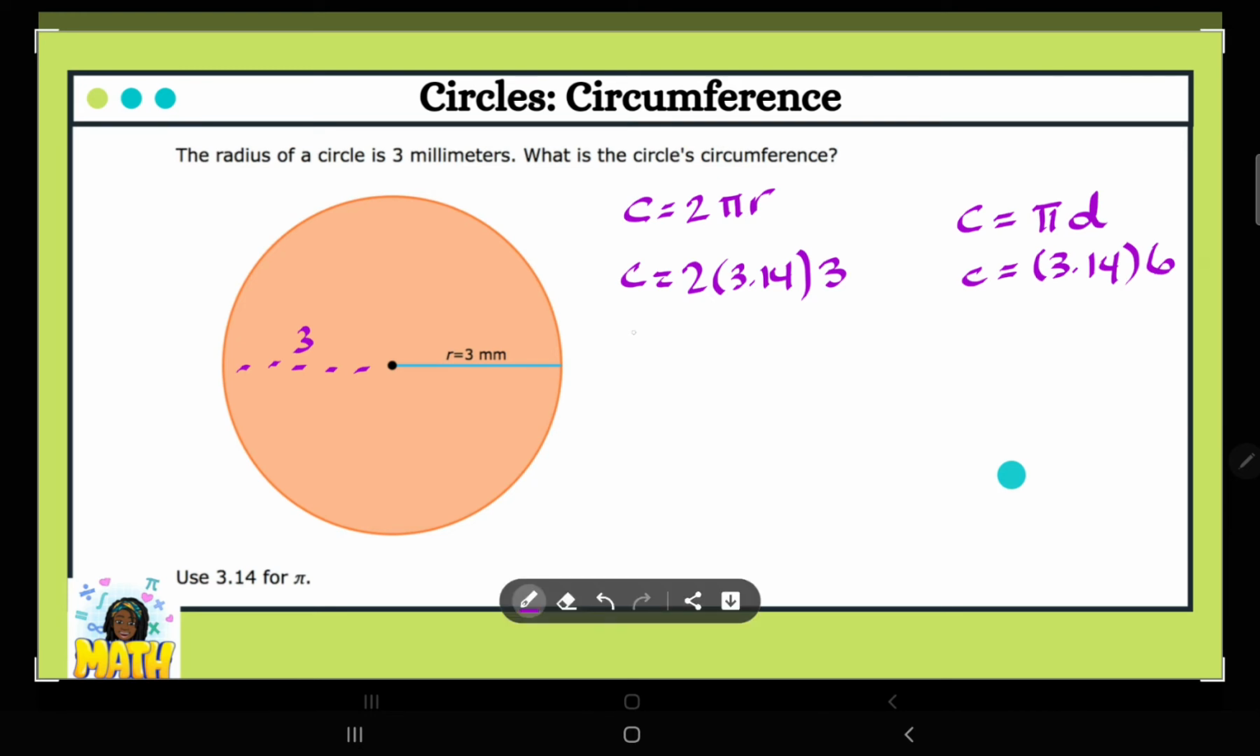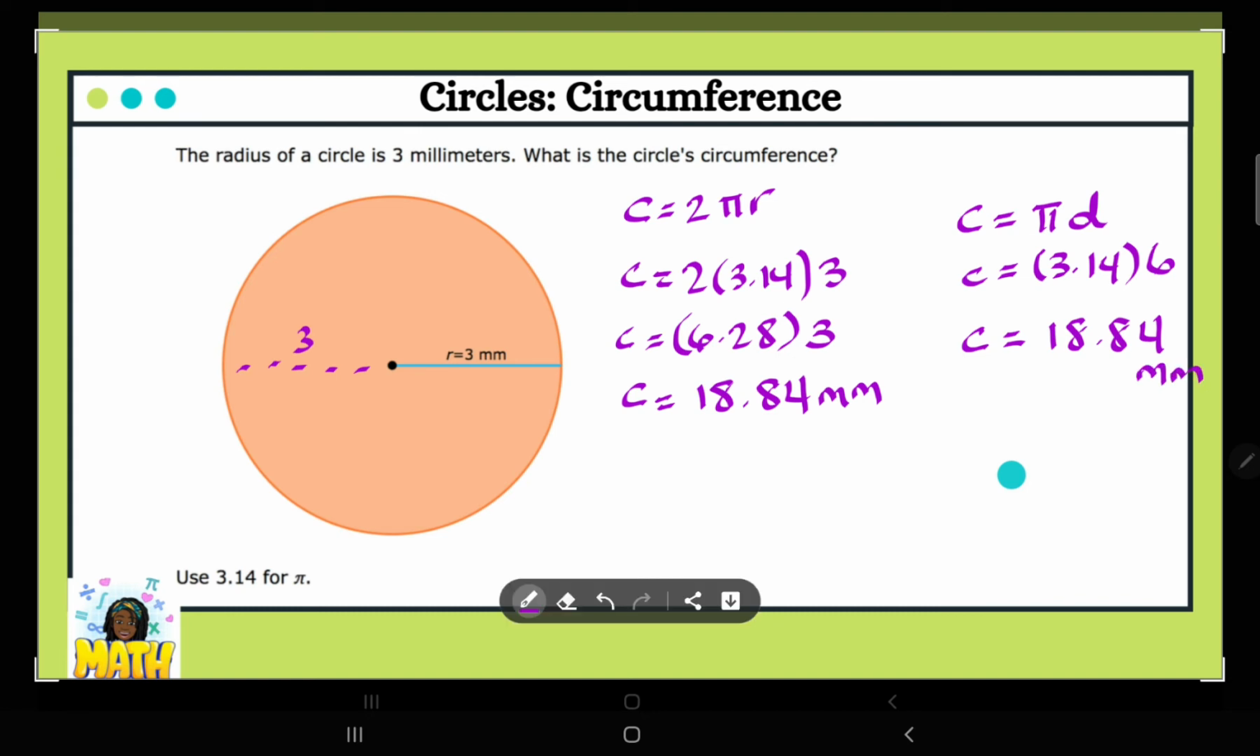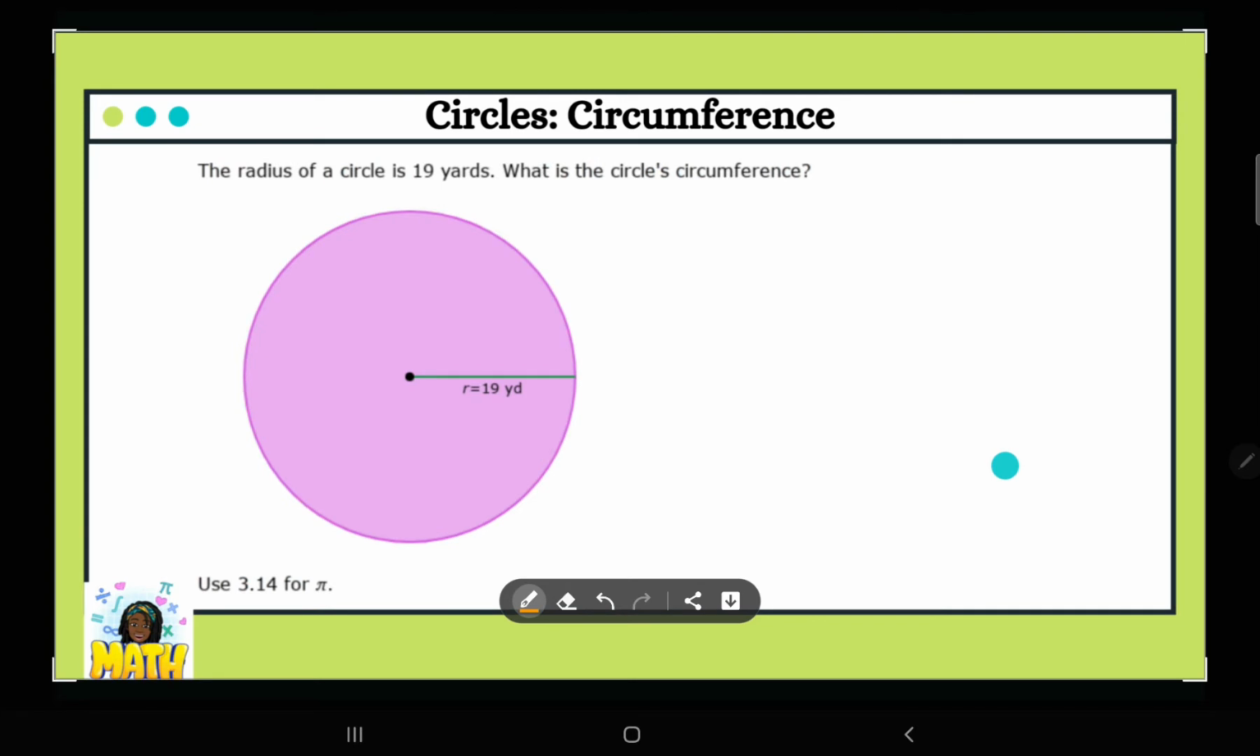Remember your rules for multiplying decimals. 2 times 3.14 is 6.28, and then we're going to multiply that by 3. 6.28 times 3 is equal to 18.84. So the circumference of this circle with a radius of 3 millimeters is 18.84 millimeters. Now let's evaluate 3.14 times 6. 3.14 times 6 is equal to 18.84, which confirms that if you use either of these formulas, you will get the same answer. Let's take a look at our next example.